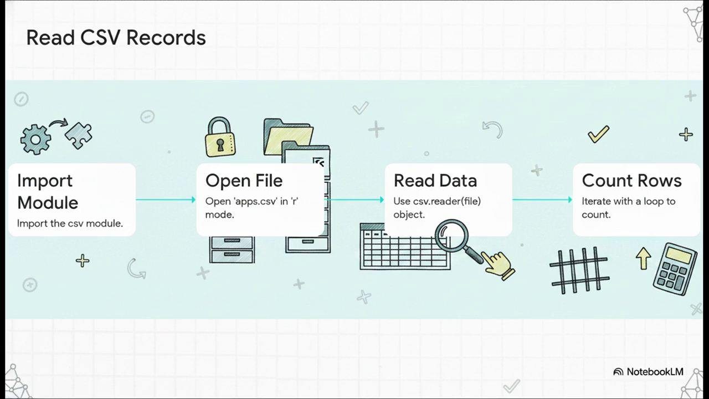Step 1, always import the CSV module. Step 2, open apps.csv in R or read mode. Step 3, use csv.reader to read that data. And step 4, iterate with a simple loop to count the rows. If you can memorize that exact 4-step structure, you've essentially just locked in 5 marks.